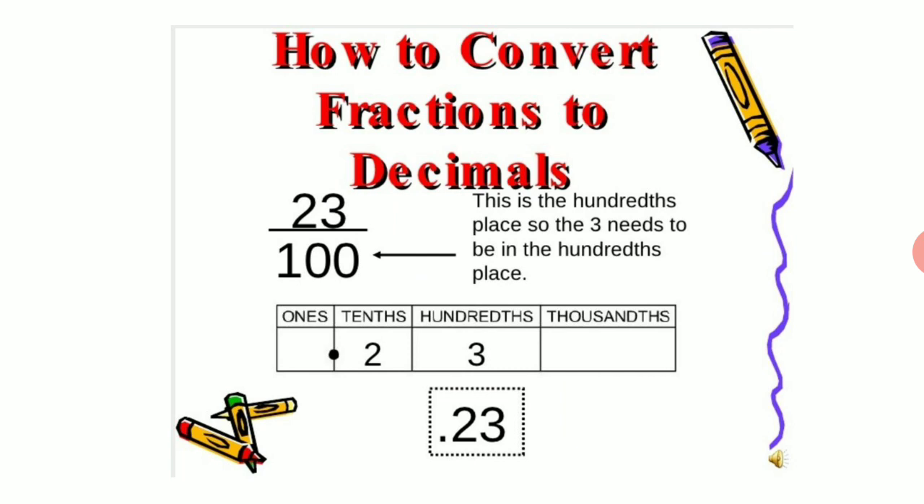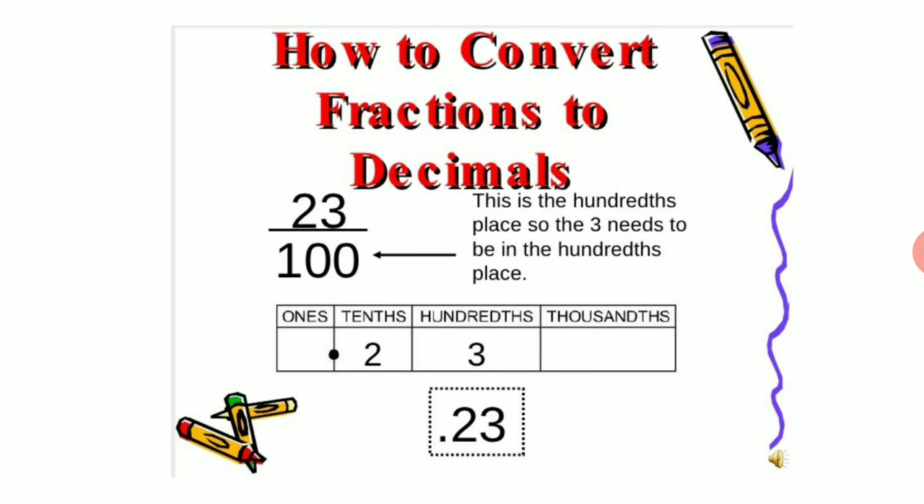When 3 is there in the hundredths place and 2 is there in the tenths place, then the number will be read as 0.23. Or suppose when you go for dividing, children, taking 23 as the numerator and 100 as the denominator, where 23 becomes the dividend and 100 becomes the divisor.